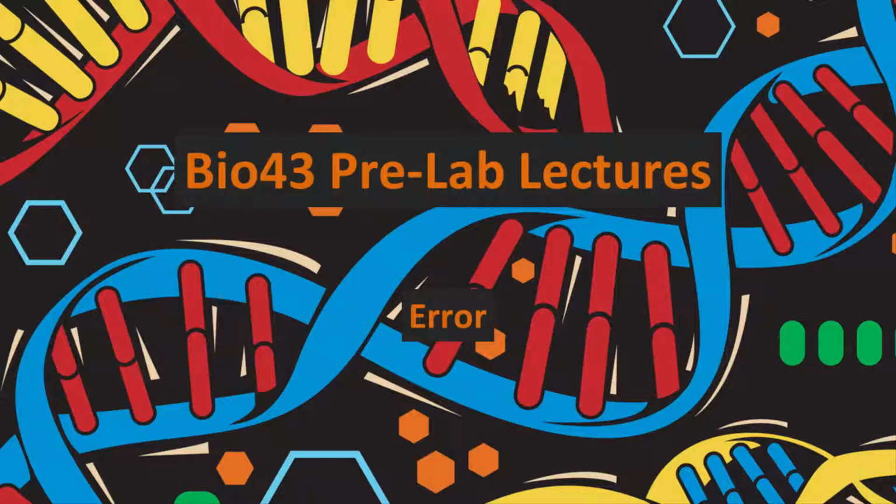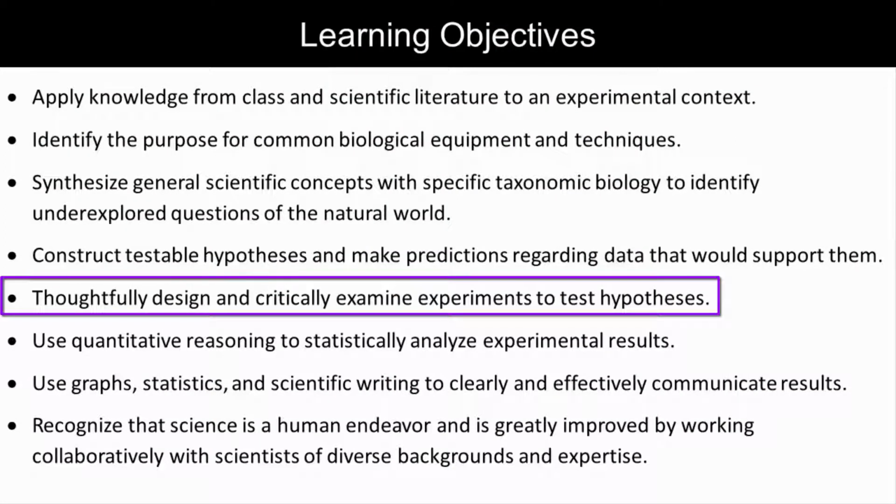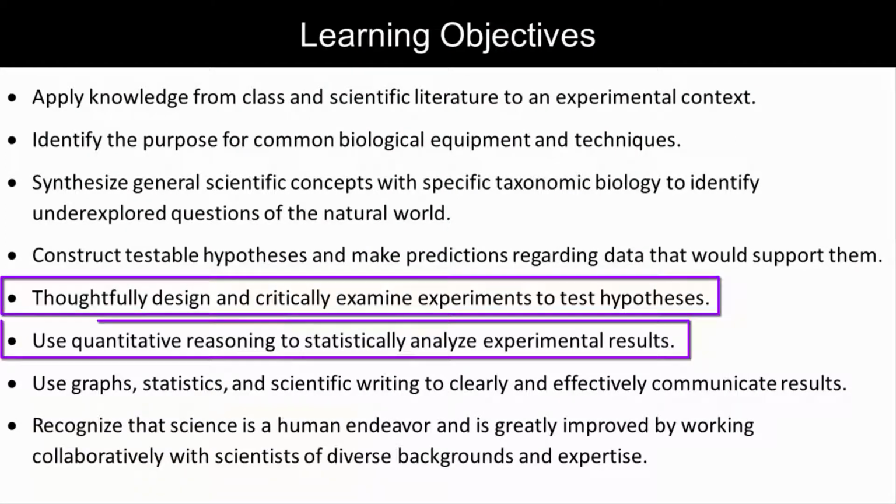Today we're going to talk about sources of error in experiments, what summary statistics are, and how to calculate them. These are important parts of thoughtfully designing experiments and using quantitative reasoning to statistically analyze experimental results.